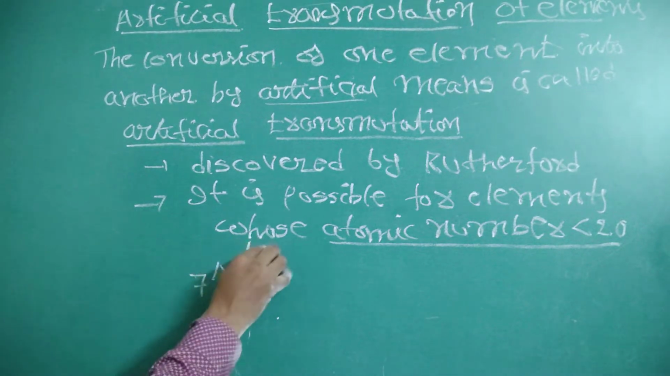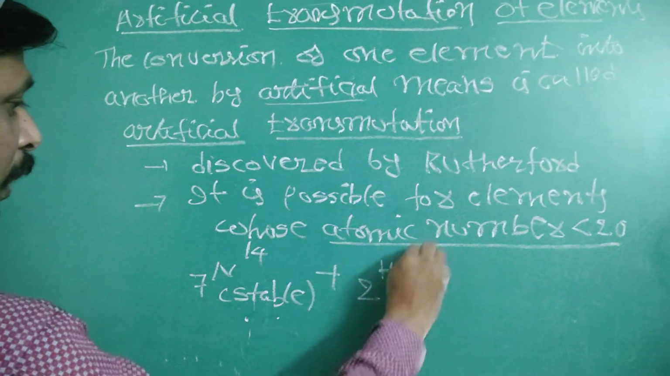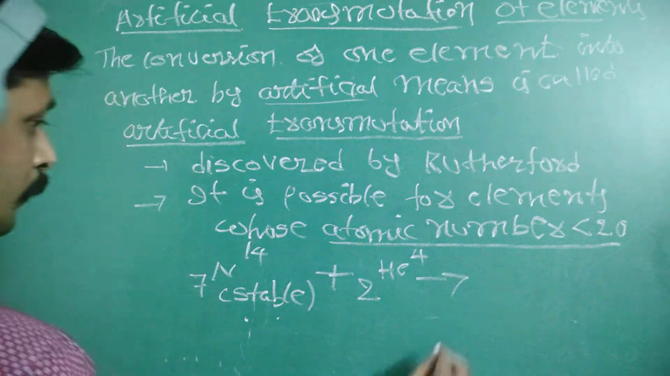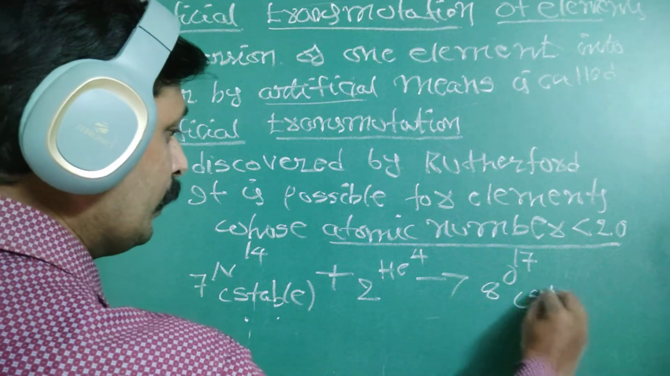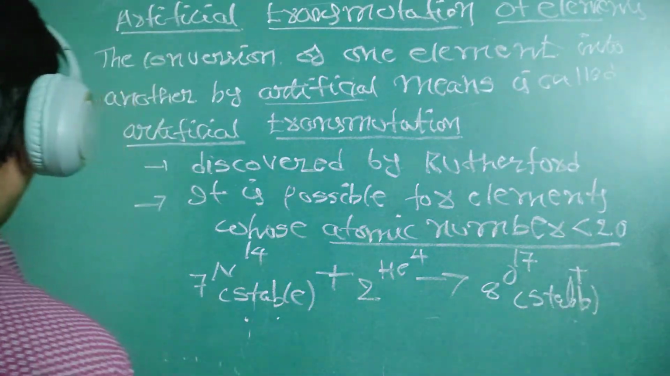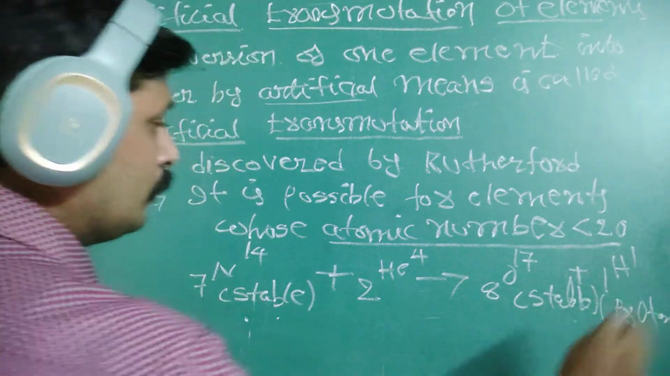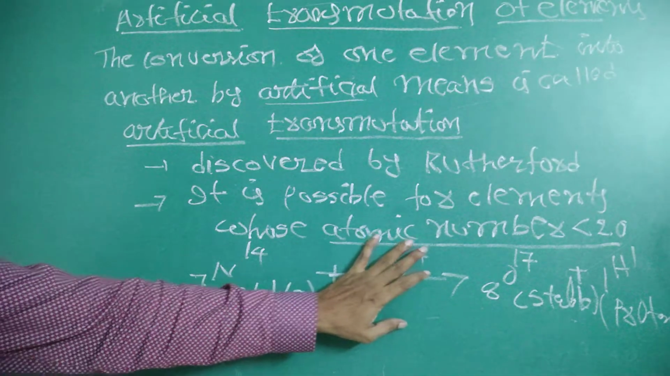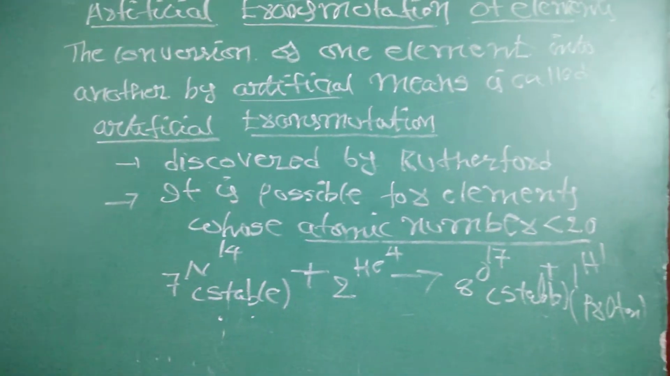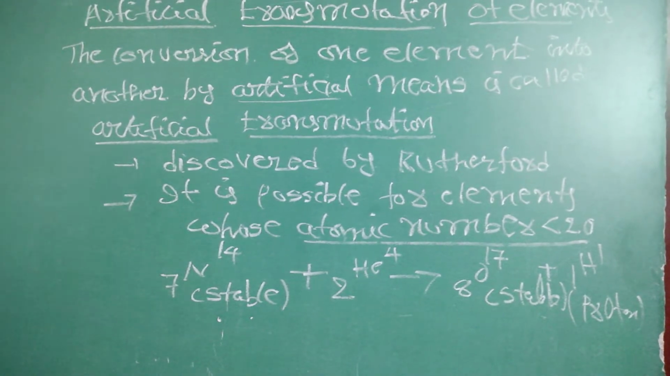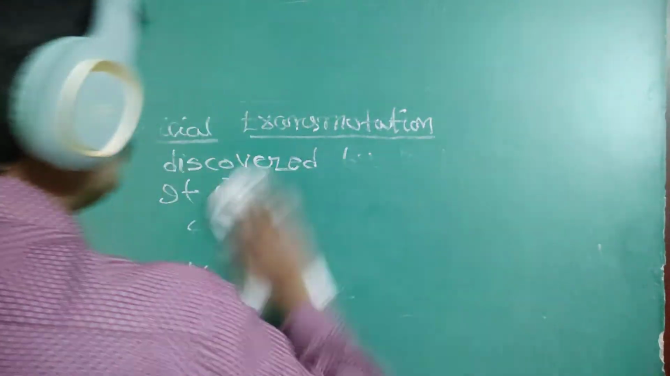Nitrogen-14 (7N14), the basic state, is stable. That is now with respect to the helium, then it goes to oxygen-17 (8O17), which is also a stable state, plus hydrogen H1, that is proton. Then it goes to the oxygen and hydrogen. That way the components are coming. Now, these are the points relevant to the artificial transmutation of elements.